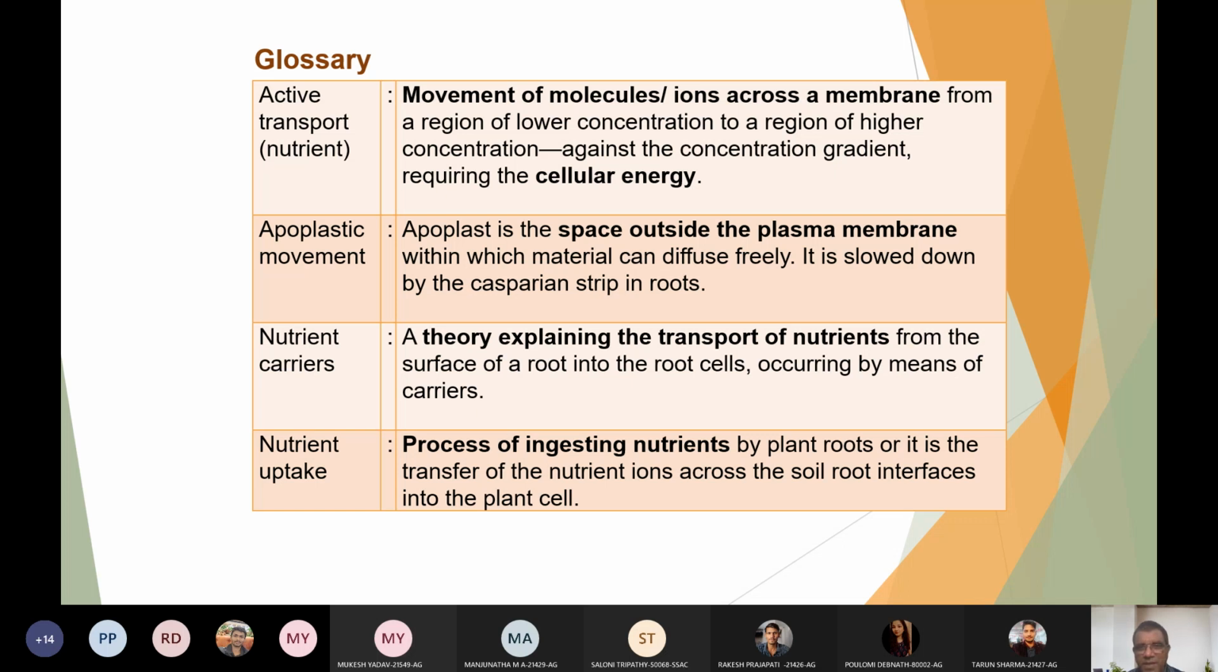Next is nutrient uptake. Nutrient uptake is the process of ingesting. Ingesting means taking inside. It is the process of ingesting nutrients by plant roots, or the transfer of the nutrient ions across the soil-root interface into the plant cells. When the nutrient is settled in the root cell, uptake is complete.